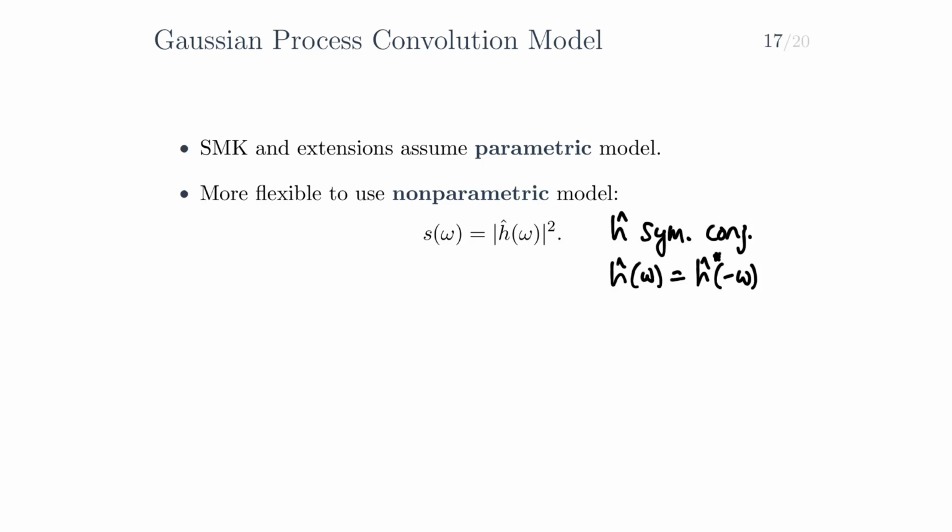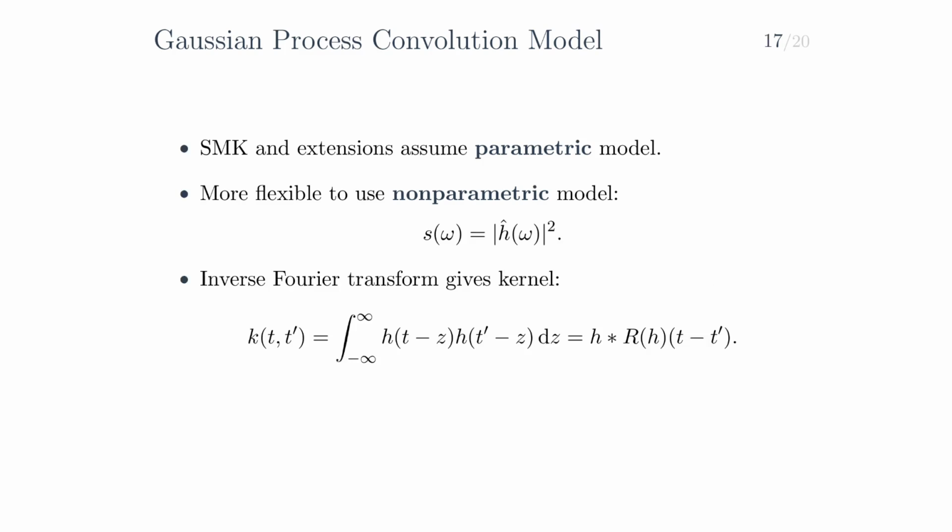Then, if we inverse Fourier transform the PSD to get the resulting kernel, we find the following expression. Here, R is the reversal function, which is simply defined in this way. Whoa, that should be a T. We therefore see that the kernel is the autocorrelation of H.